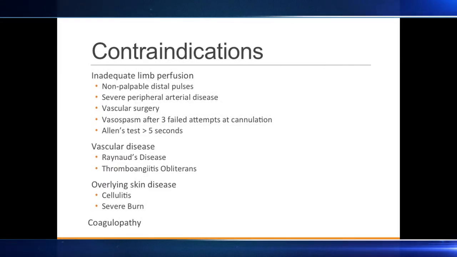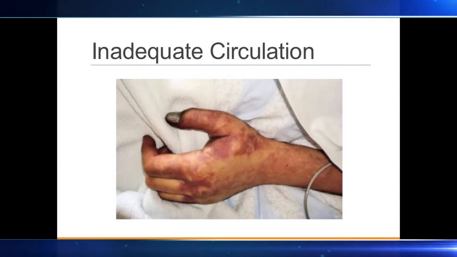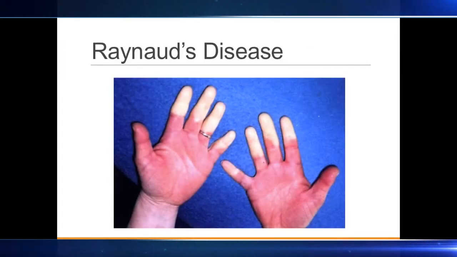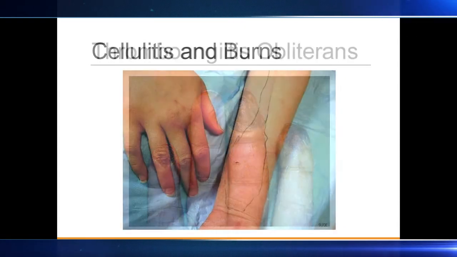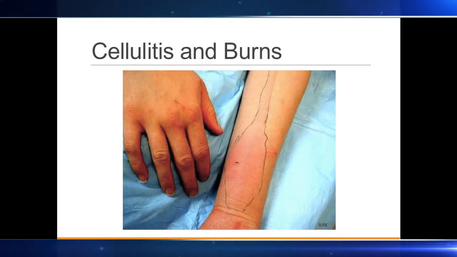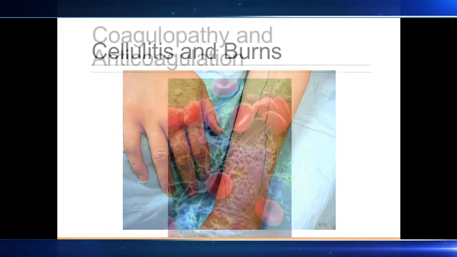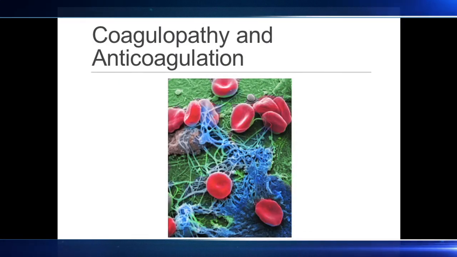Contraindications to arterial line placement include inadequate circulation to the extremity, like cases of ischemic limb, severe peripheral arterial disease, vascular bypass surgery, or absence of a pulse. A history of Raynaud's disease, thromboangiitis obliterans, full-thickness skin burns, or cellulitis over the site are also contraindications. Relative contraindications include coagulopathy and therapeutic anticoagulation.